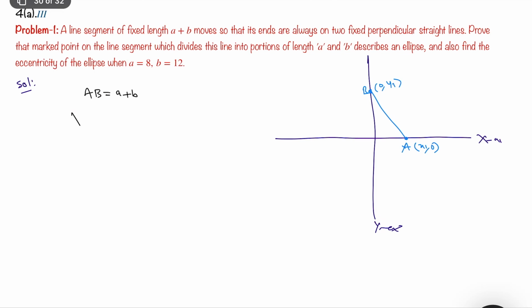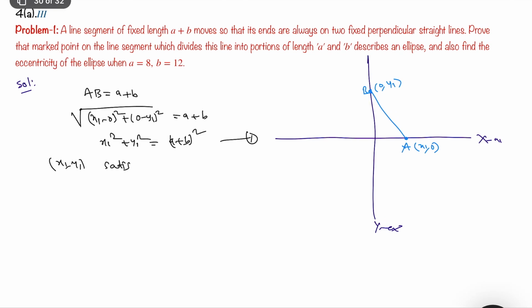That means the distance between these two points. So what should be the distance between A and B? It should be x1 minus 0 whole square plus 0 minus y1 whole square equal to a plus b. That means x1 square plus y1 square equal to a plus b whole square. Looking at this relation 1, we can see that this x1 y1 satisfies the circle equation x square plus y square equal to a plus b whole square, which is the equation of the circle with center 0 0 and radius a plus b.